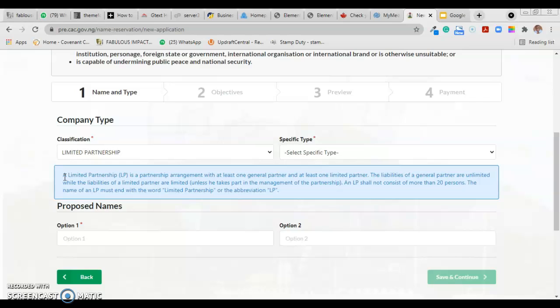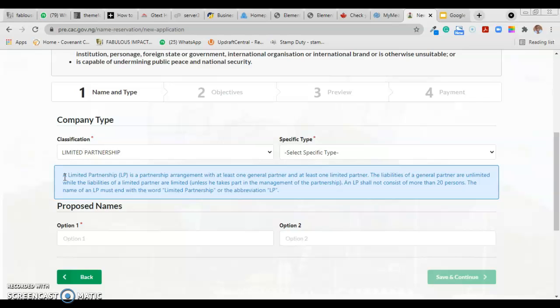You can see the first is limited partnership. Limited partnership is a partnership arrangement with at least one general partner and at least one limited partner. I want to explain this to you. A general partner is like a sole proprietor or a partnership business arrangement in which the owner of the business has unlimited liability. Are you getting it? Unlimited liability. The business is the same as the owner. The owner is responsible for everything that happened in that business. The owner is also the person that takes care of the management of the business from A to Z. But a limited partner, you can see that it's an arrangement between a general partner, which is either a sole proprietor or partnership business.